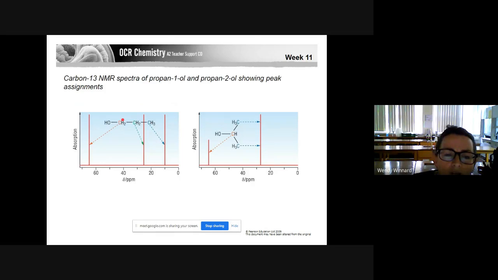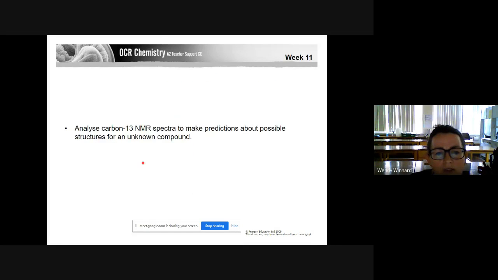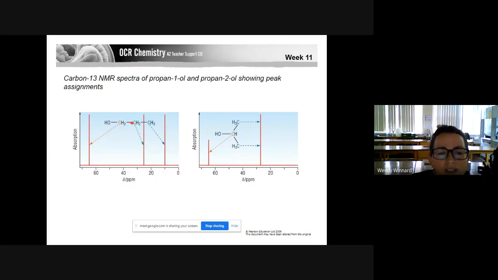This is because this carbon is attached to an oxygen, so it's less shielded, so its nucleus is more exposed, so it's giving out a signal here. This carbon is giving out a different signal because it's not attached to an oxygen, and this one a different signal as well. We say that these carbons are not equivalent. They're in completely different environments.